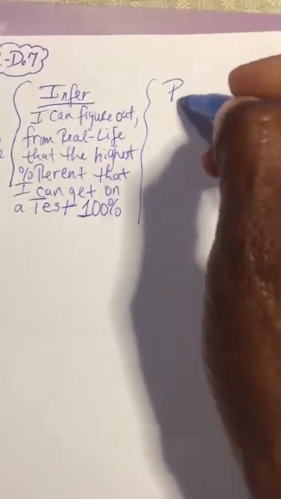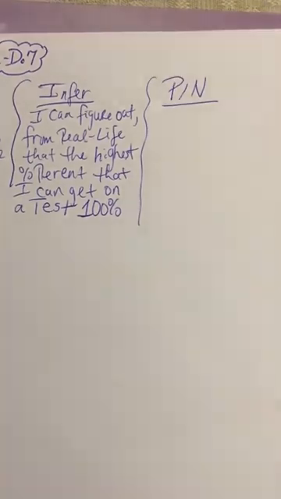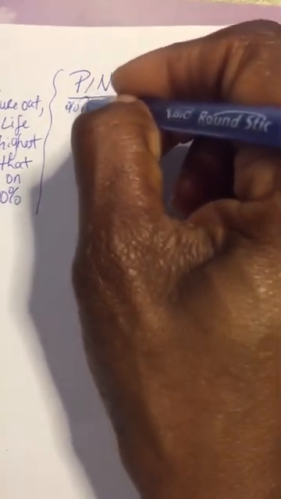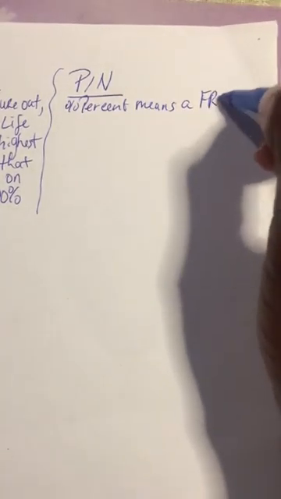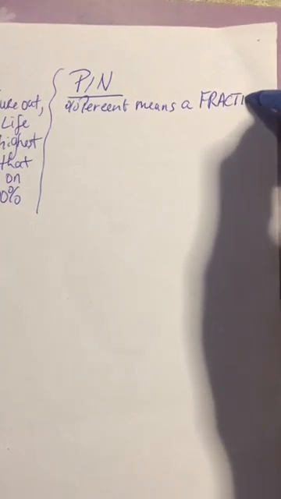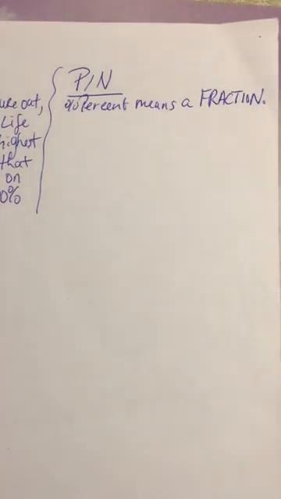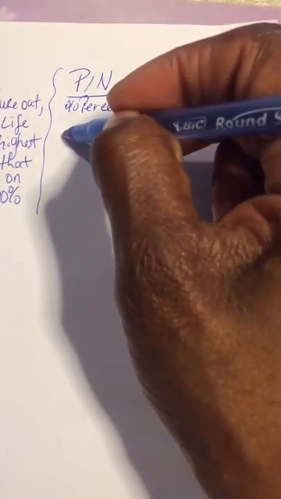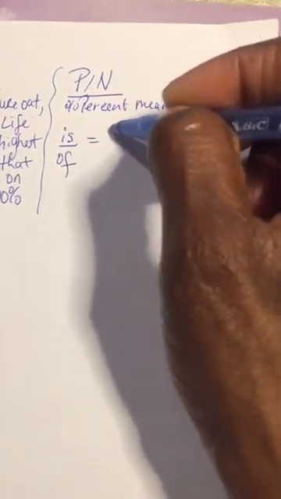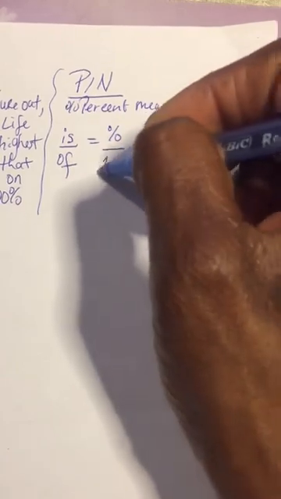QKIPN stands for picture with numbers. Anytime we're dealing with percent means a fraction. That is another inference, something that you should know from your brain, that a percent means a fraction. So therefore, the formula is going to be is over of equals percent over 100.